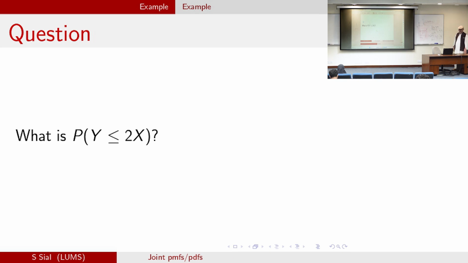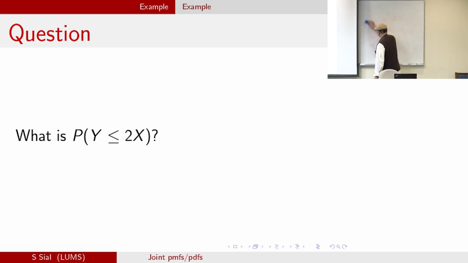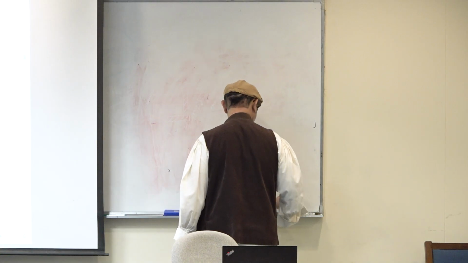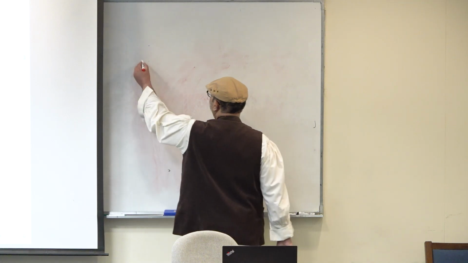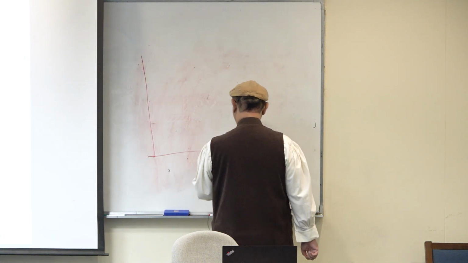Now let me ask you, what is the probability that y is less than or equal to 2x in this example? So, continuing with this example, well, what's the probability that y is less than or equal to 2x? Redraw this since it's gotten a bit messy. I have something that looks like this.